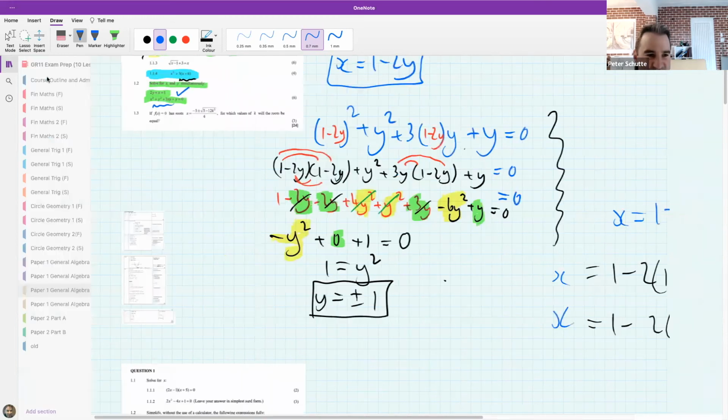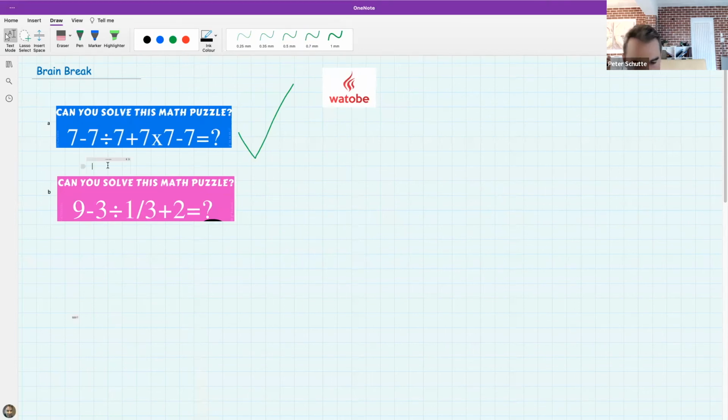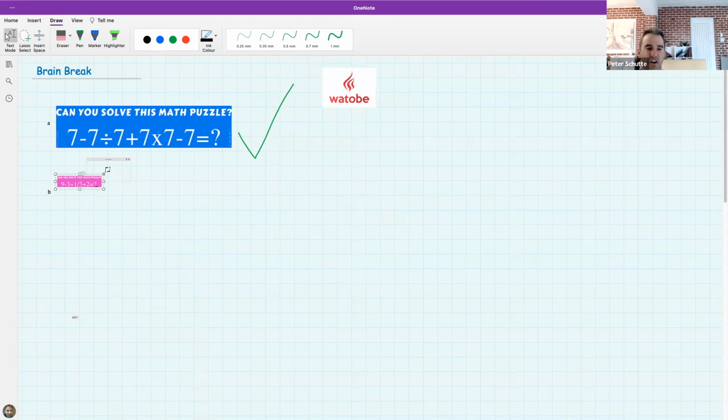Okay, so let's just do a quick little brain break. I want to know, what is the answer for this one over here? Let's start with that, and I'll decide if there's time for a second one. So what is the answer to the blue question?